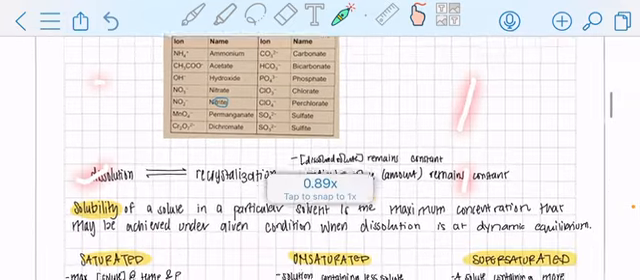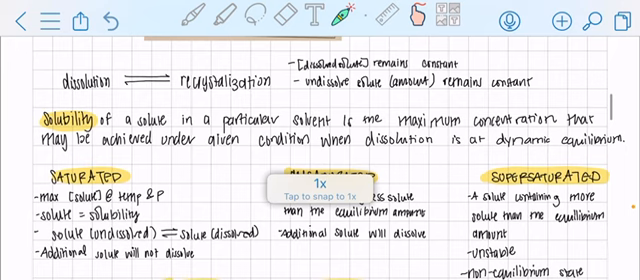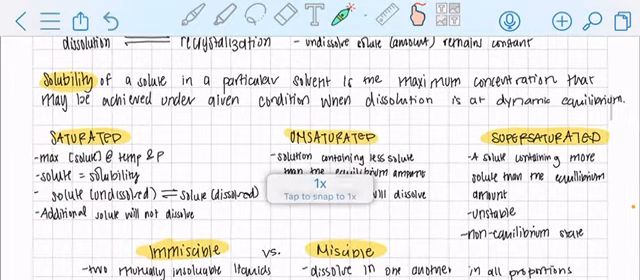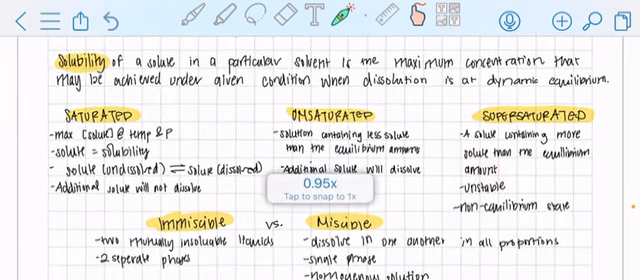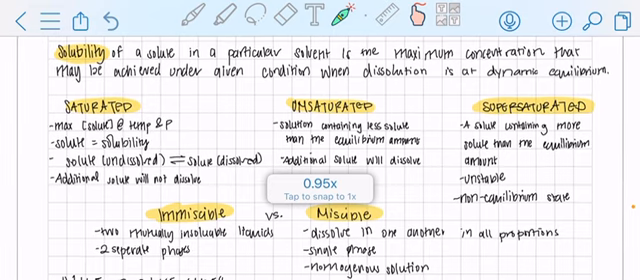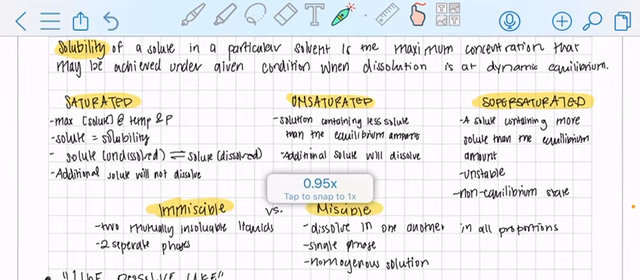Dissolution and recrystallization are opposite. Dissolution to recrystallization is the forward reaction, and recrystallization to dissolution is the backward reaction. But the concentration of dissolved solute remains constant, and the amount of undissolved solute also remains constant at equilibrium. The solubility of a solute in a particular solvent is the maximum concentration that may be achieved under given conditions when dissolution is at dynamic equilibrium.